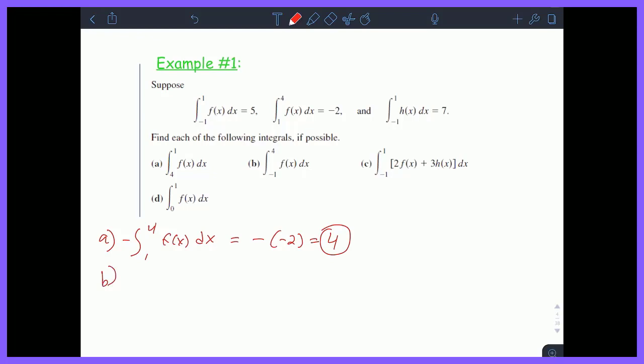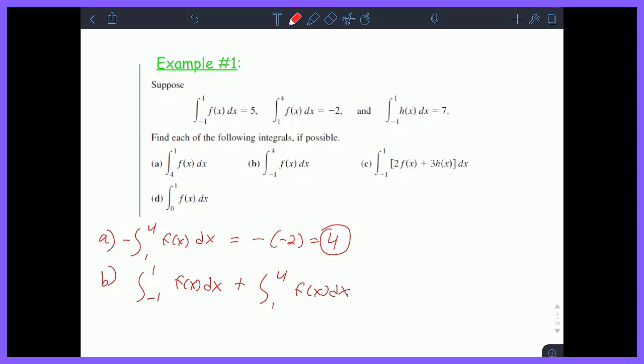B, the integral from -1 to 4 of f of x dx. Well, I don't know that. But what I do know is that the integral from -1 to 1 of f of x dx, and I can add the integral from 1 to 4 of f of x dx.